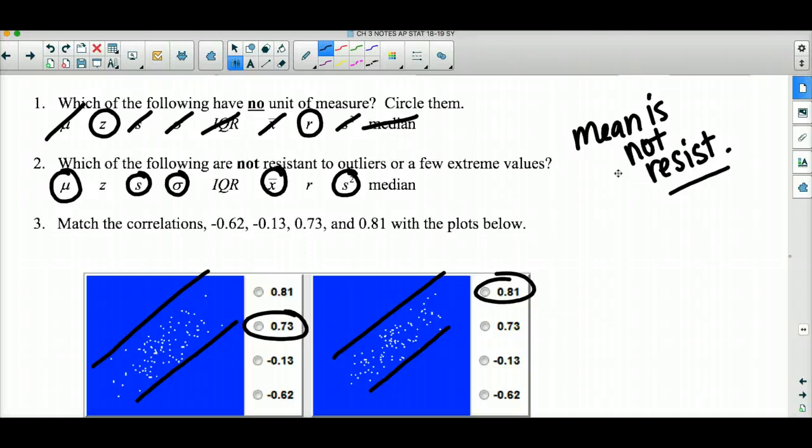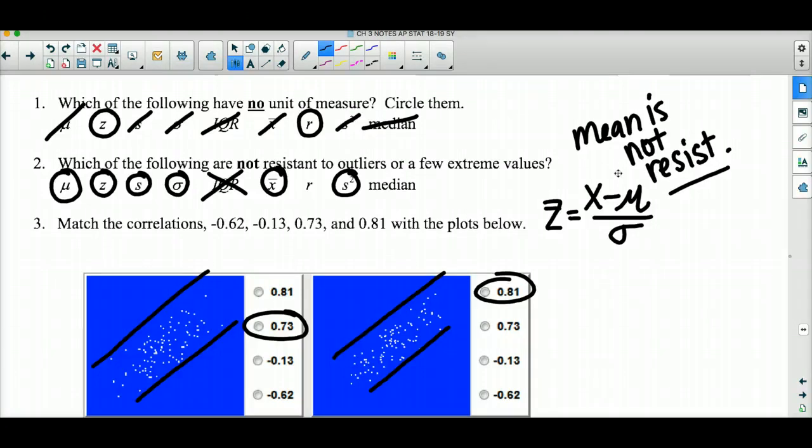Is the Z-score resistant? Z equals X minus the mean over the standard deviation. Anything dealing with the mean is not resistant. So standard deviations are not resistant. What about the IQR? Is it resistant? It is resistant, so we won't include it. What about your R value? Is it resistant? No, it is not resistant.